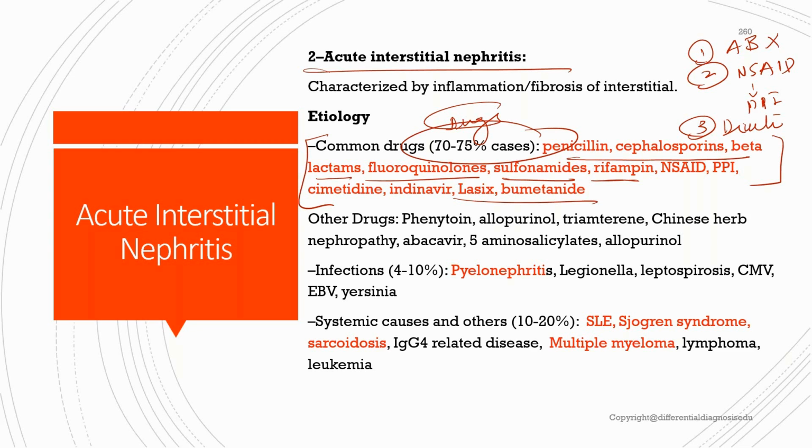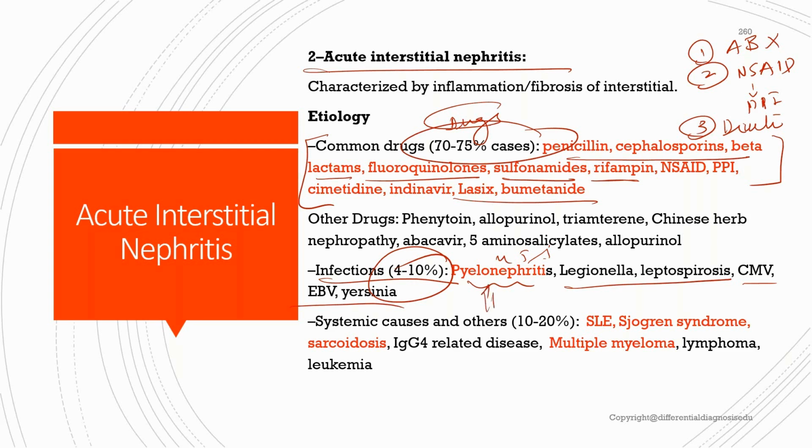And right after these three classes of drugs, I look for infections, 4 to 10% of the cases. Pyelonephritis, UTI, Legionella, leptospirosis, CMV. The rest are rare, but pyelonephritis is most common.